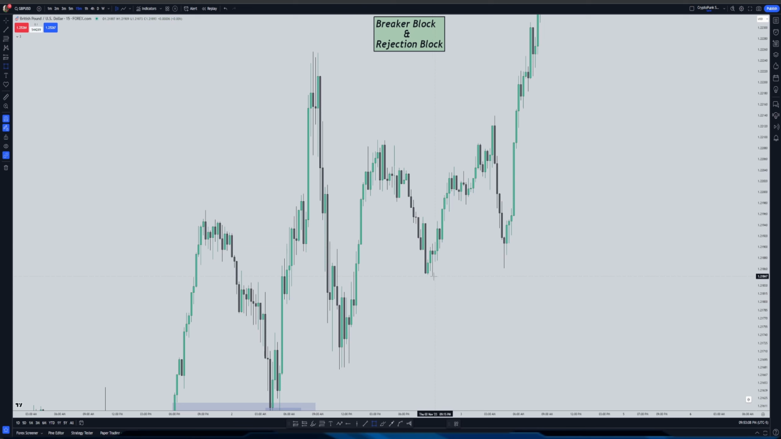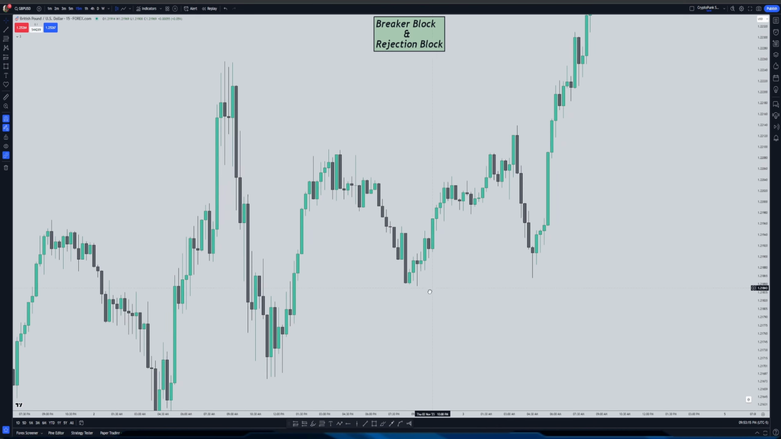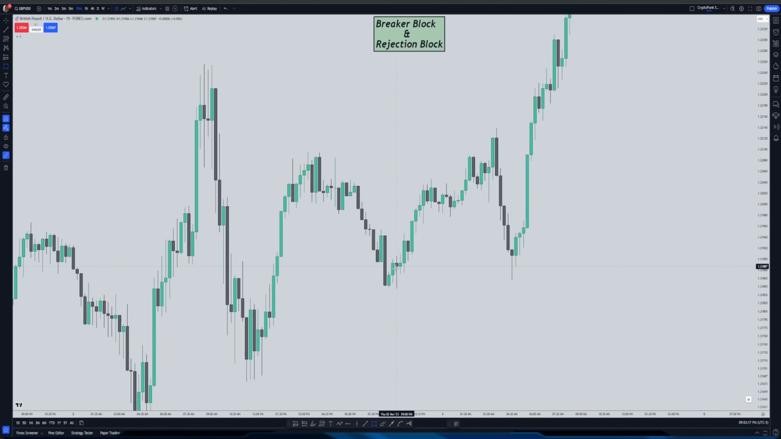You see the swing lows created right here. I hope you can see this. So let me zoom in a little bit. So this black candle is the one that created your swing low. So what is your rejection block? From this to this. Now it is your order block as well, but that is your rejection block as well in this case.